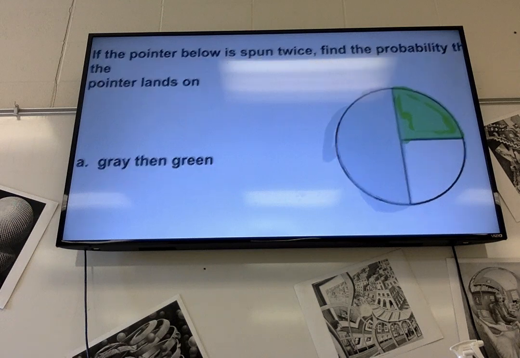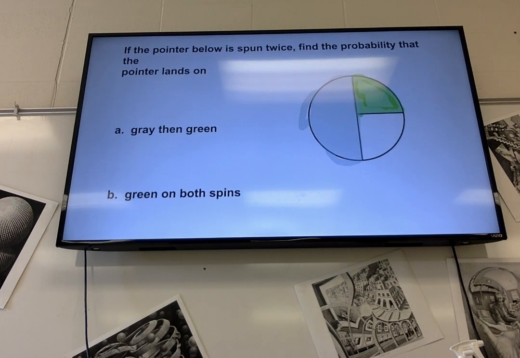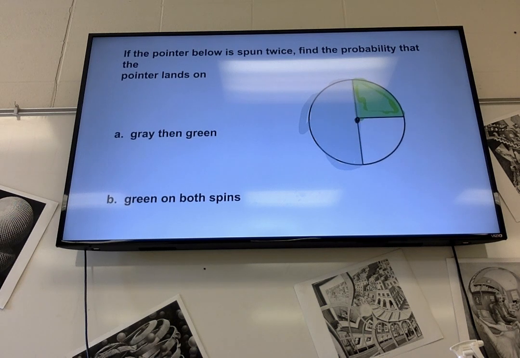Oh, were you done? Okay. Here we go. If the pointer below is spun twice, which I guess I really need to draw in a pointer. Here it is. So it's like one of those things, I don't know if you've ever played the game of life, and you gotta spin it or flick the spinner. I hate those things. It always ends up hurting my finger. So if the pointer below is spun twice, find the probability that the pointer lands on gray, then green.